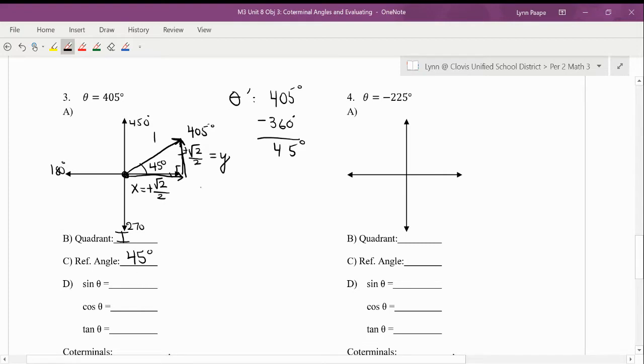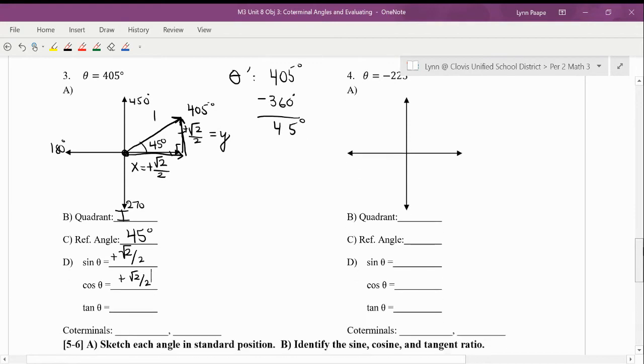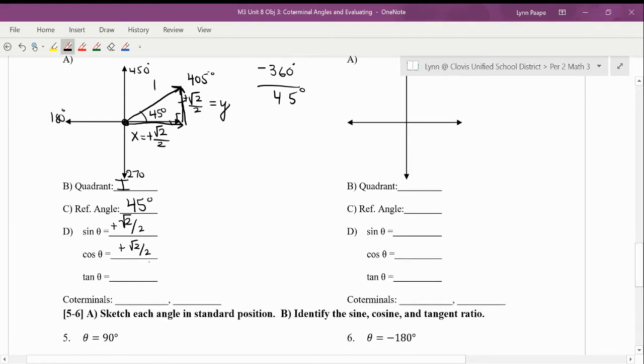So sine theta is my y value. So that's positive root 2 over 2. Cosine is the x value, so positive root 2 over 2. And then what is tangent? Tangent is the y value over the x value. So sine was my y, positive root 2 over 2, divided by the x value, which is cosine, positive root 2 over 2. And then I have like over like, don't I? The same divided by the same, so that would be just equal to 1.